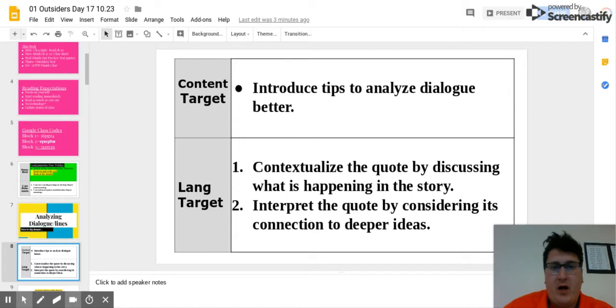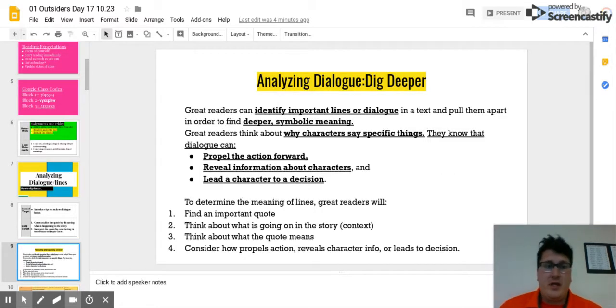Our language target is that we want to be able to do two things. We want to contextualize the quote by discussing what's happening in the story, to say where this quote's coming from. And then we want to interpret the quote by considering its connection to deeper ideas. So these are the notes. You need to write down the underlined stuff. I have printouts for you if you were absent. Pause this right now if you need to write them down.